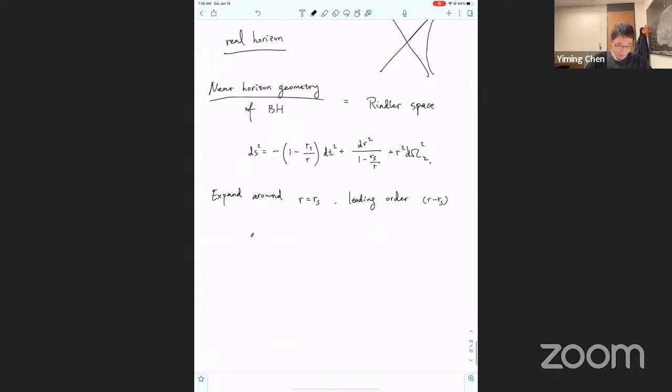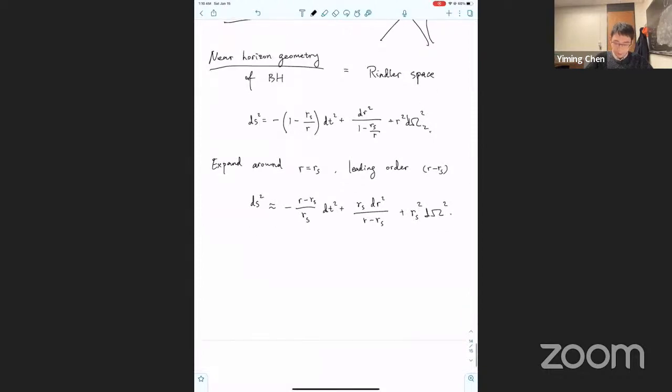And if we expand it, it looks like (r minus r_s) dt squared plus r_s dr squared over (r minus r_s). Plus the sphere is essentially a constant radius when we are very close to the horizon. And the trick is to introduce a new coordinate, a rho coordinate, which is related to r by demanding that d rho is equal to the square root of r_s divided by (r minus r_s) dr.